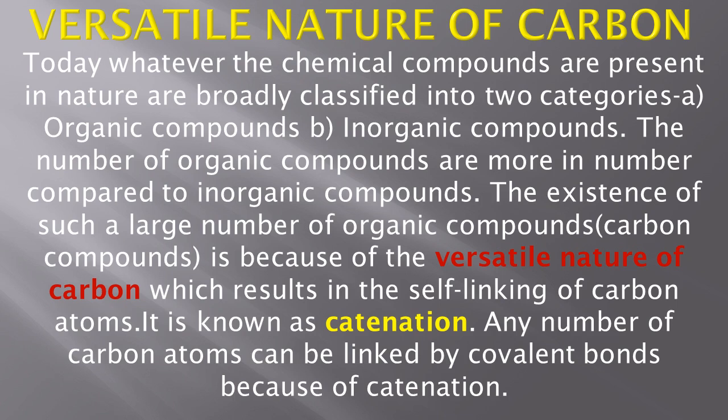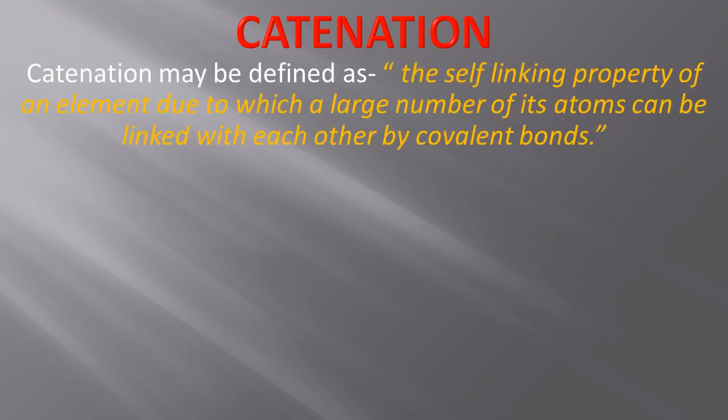All the carbon atoms are linked to one another by means of a covalent bond because of this property, which is known as catenation. Now let's see what is the meaning of catenation. Catenation is nothing but a self-linking property of an element due to which a large number of its atoms can be linked with each other by covalent bond. So catenation is the self-linking property of carbon atoms.